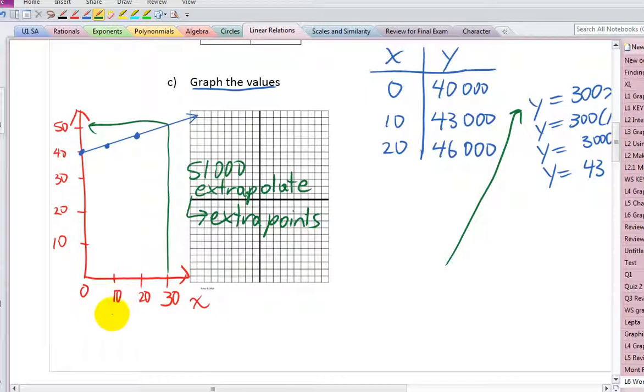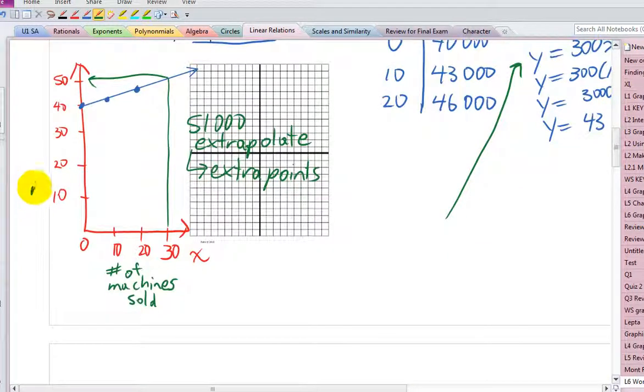Okay. So a couple other things we should look at. This would be the number of machines. Number of machines sold, because you want to have a title.